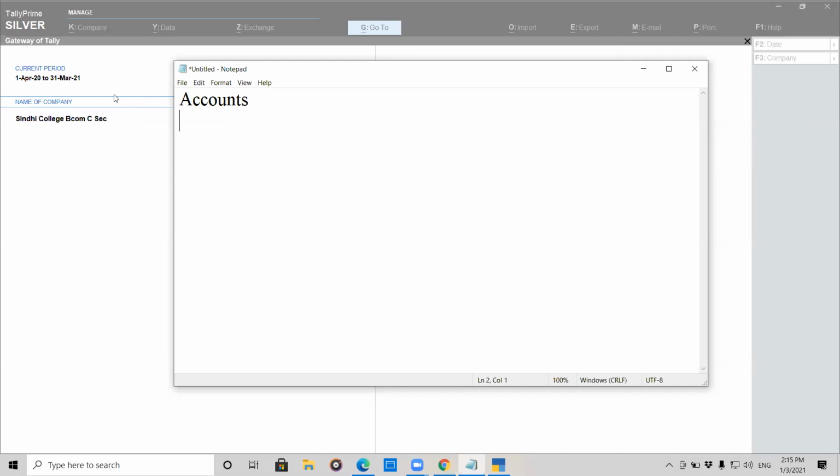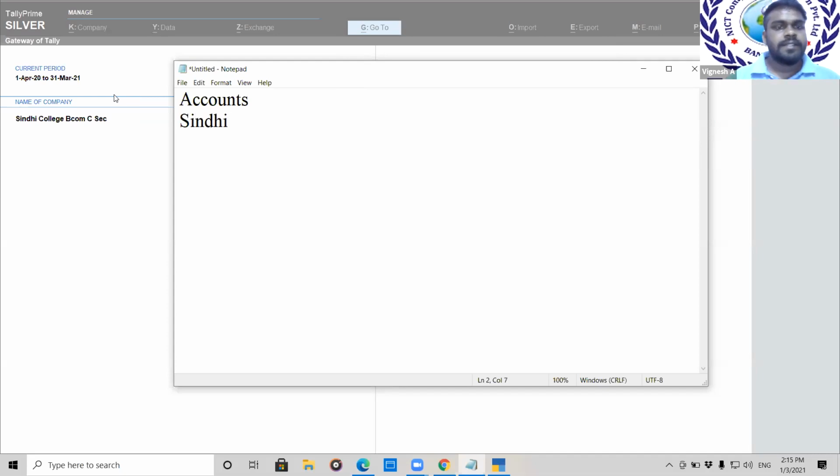If somebody makes a purchase of something else, you don't need to record it. Only if your company makes a purchase. For example, if your company is Sindhi Private Limited, if Sindhi company makes a purchase, makes a sale, or deposits in its bank account, then only we have to record in the books of Sindhi. This is accounts. Why are we recording? Why do we have to record all these things?